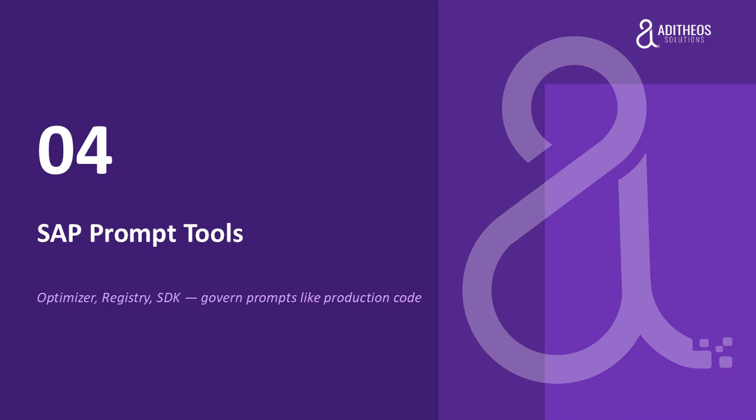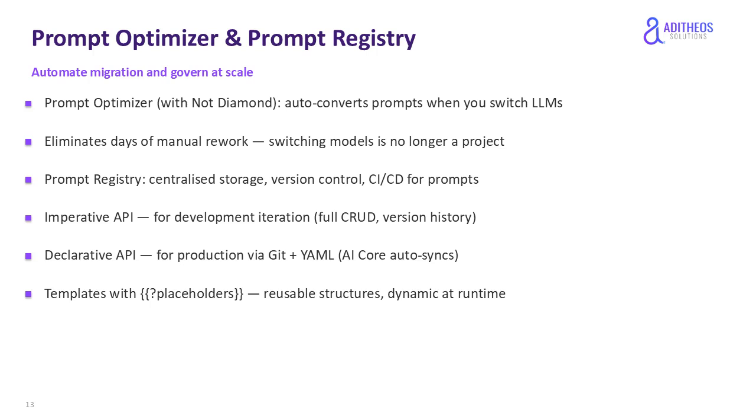SAP has built 2 tools that solve the 2 biggest operational challenges in enterprise prompt management. The Prompt Optimizer, developed in collaboration with Not Diamond, solves the model migration problem. Switching AI models is expensive. Prompts optimized for one LLM often perform poorly on a different model. Previously, updating your underlying model required days of manual rework for each use case. The Prompt Optimizer automates this.